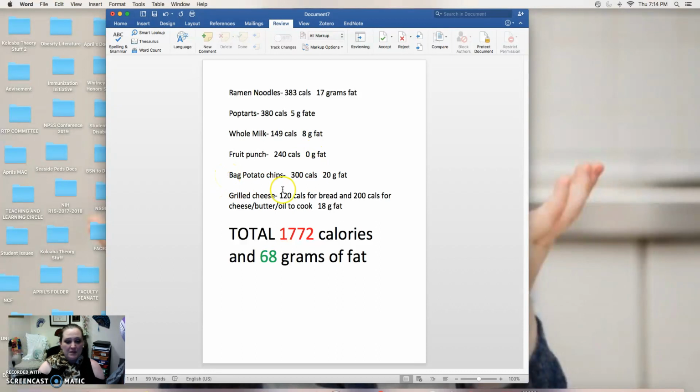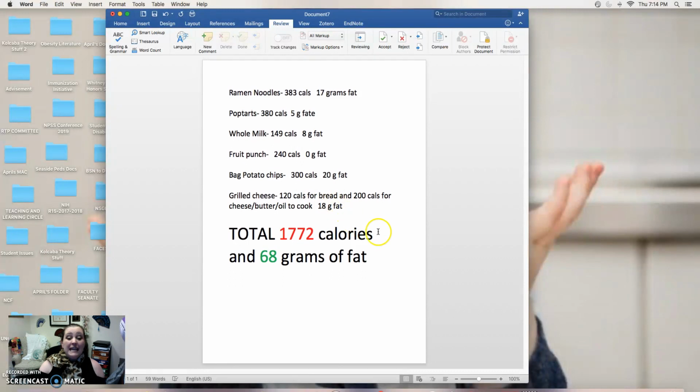A bag of potato chips. An average bag of potato chips is 2 to 5 ounces, and this is on the lower end of calories for potato chips. If they are full fat and not baked, 300 calories, 20 grams of fat. Grilled cheese, when you take into consideration the 2 pieces of bread, the American cheese that was on it, and possibly the butter or oil to cook it, 200 plus 120, and that would be a conservative estimate, 320 calories total for the grilled cheese, 18 grams of fat.